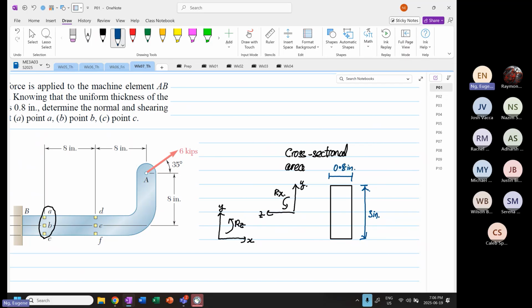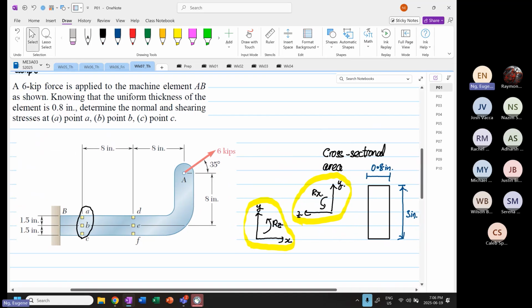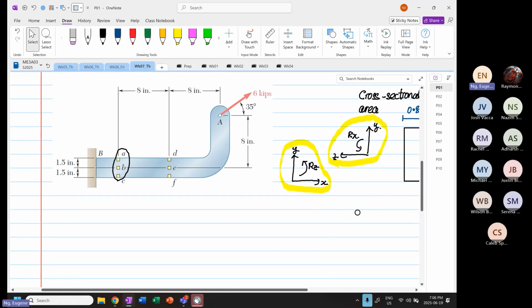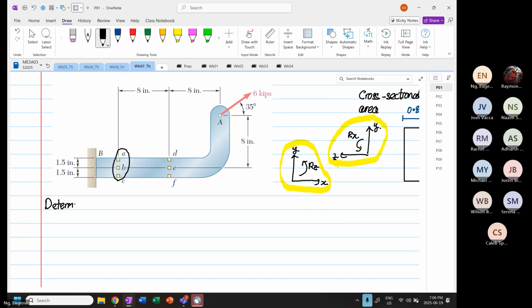A very important thing is the transformation. You have to draw this and make sure you have the right orientation, because if you get it wrong, that's where the snowball effect will happen. When you determine your second moment of area, that's where you're going to have trouble. The first thing that we're going to do is determine what our Px, My, and Mz are.